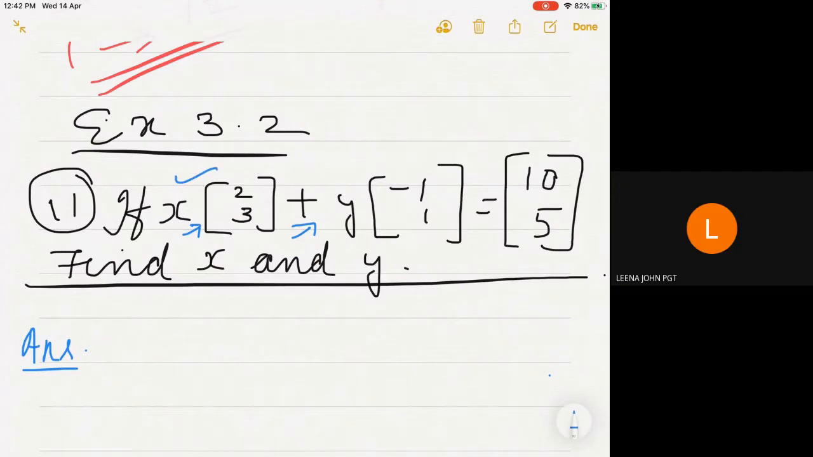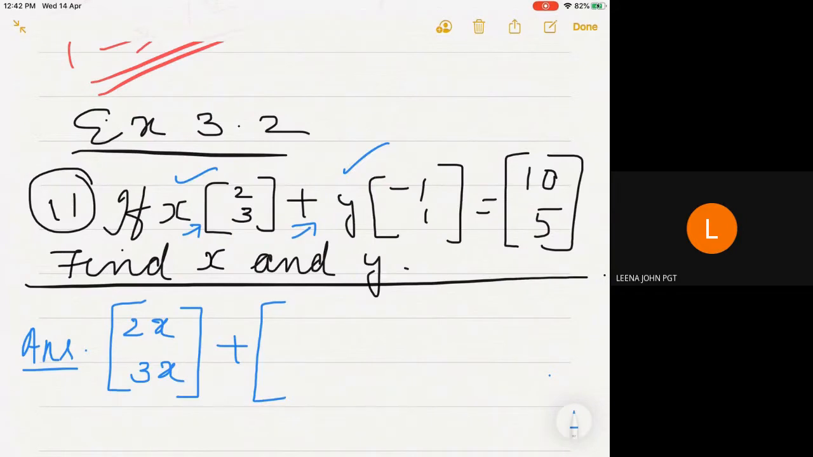So here x into the column matrix 2, 3 becomes 2x, 3x, plus here also y into the column matrix. It's a scalar multiplication. So y is to be multiplied with every element inside the matrix. So it is minus y, equal to 10, 5.